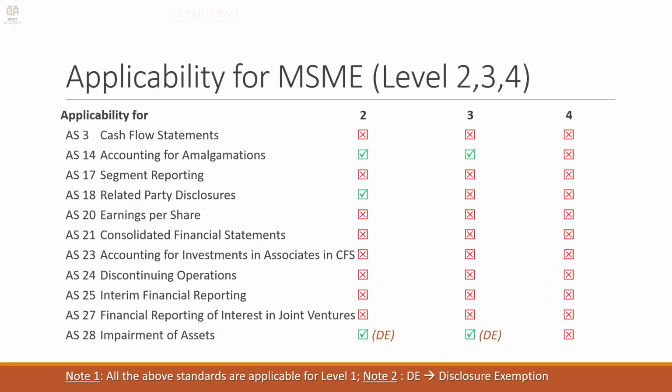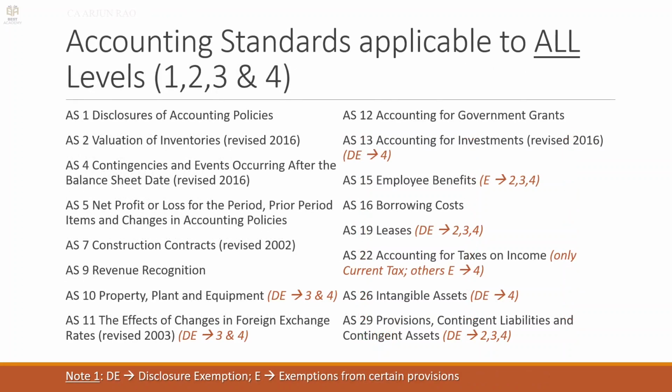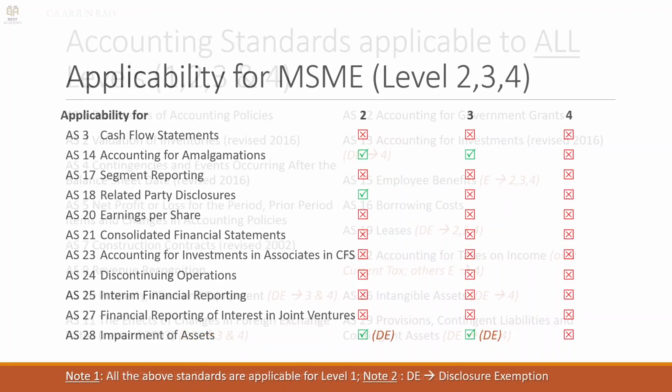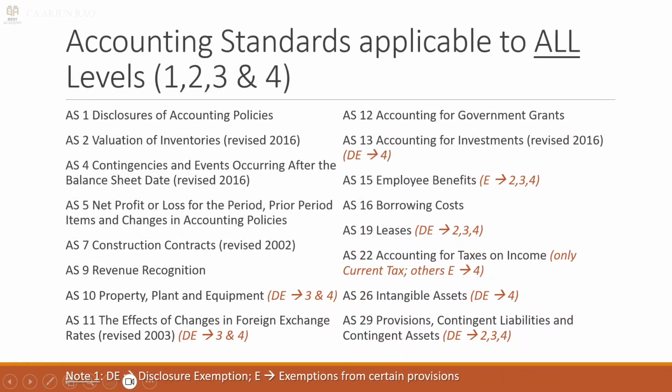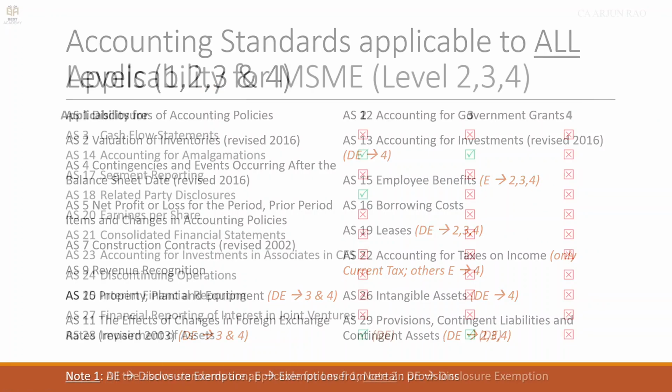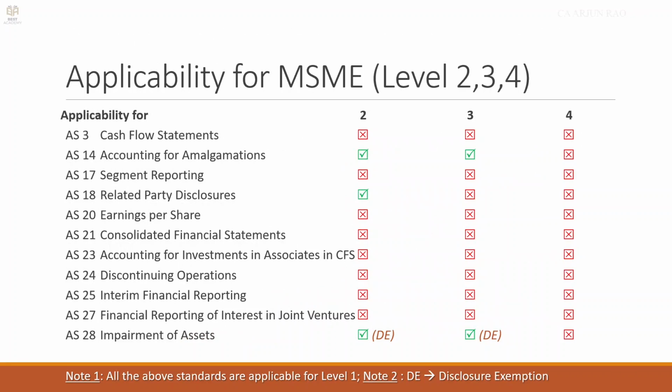Next is a list of accounting standards that are applicable only for some MSMEs. Even within the levels 2, 3 and 4, there are some exemptions. So, the difference between this slide and the first slide is that in the first slide, all these standards are applicable to all, and only some disclosure exemptions, partial exemptions, are there. But in this slide, there are 100% exemptions, where the entire standard is exempt.